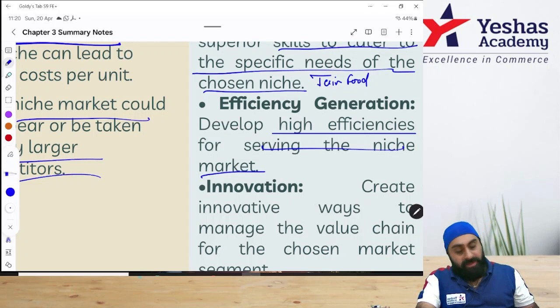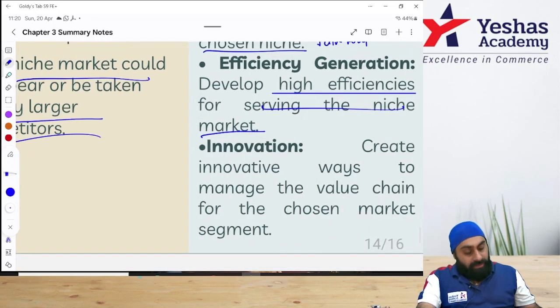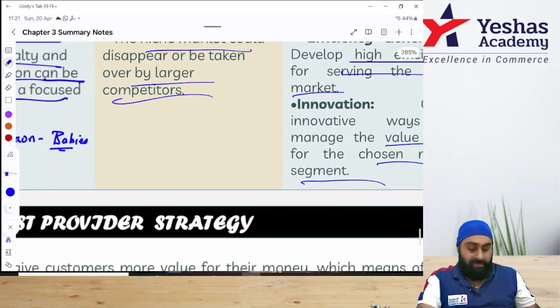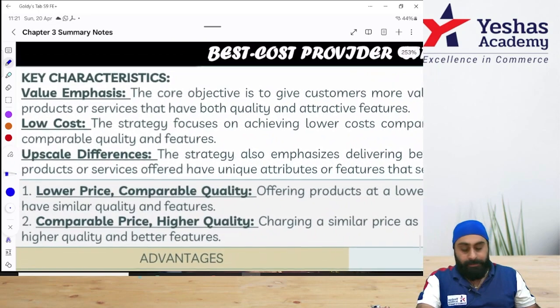Niche segments have more efficiency generation because they will reduce the wastage because they know exactly what their customers want. That can also have innovation. Create innovative way to manage the value chain for the chosen market segment. How can you create more value in the same process? If you know what exactly your customers are focused on, that makes a huge amount of profit change to them and brings innovation in the market.